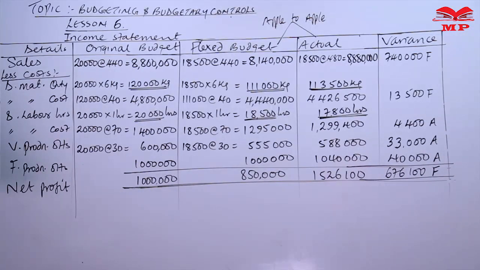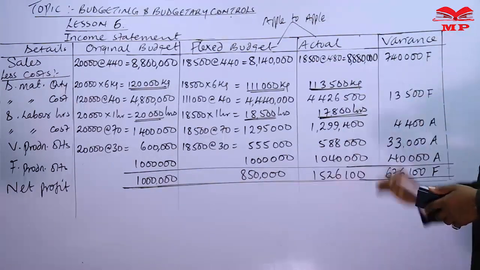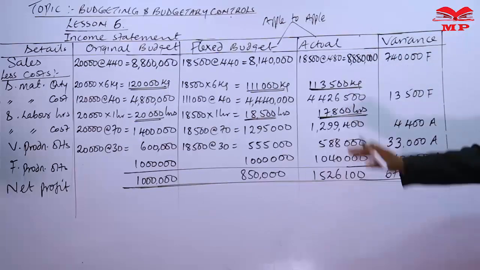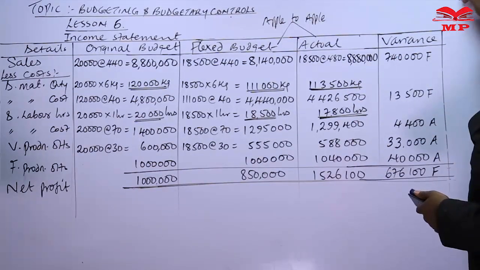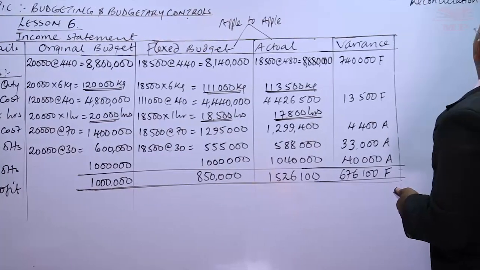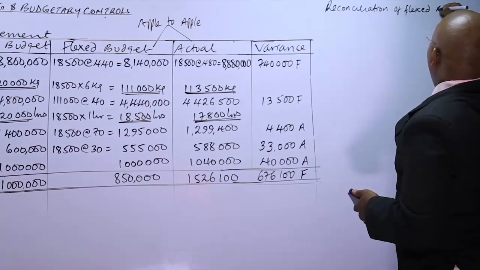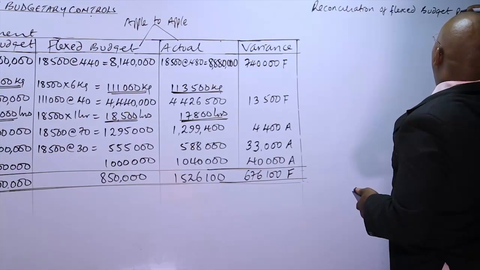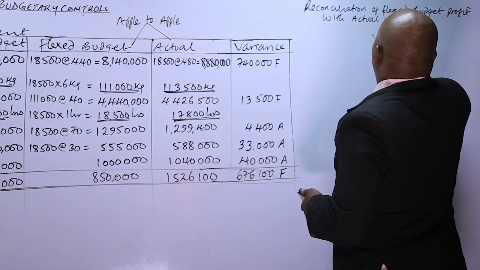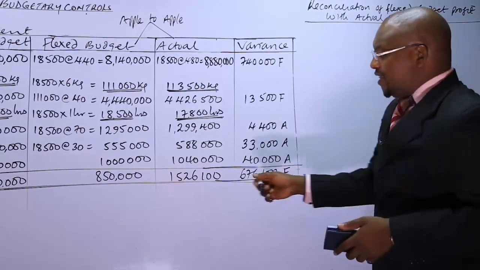That's how we prepare the original budget, which is a fixed budget, the flexible budget, and the actual, and we make a comparison. I would want also to go further and explain about a reconciliation of the flexible budget and the actual. So you can have here reconciliation of flexed budget profit with actual profit. So this is comparing apple to apple, and you are now comparing the results.